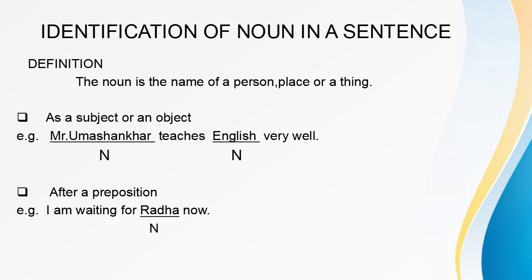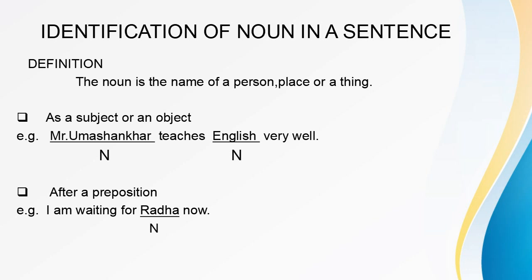And can you now tell me what is the object of the first sentence? English. Very good. So, the first subject, Mr. Umashankar, and the object, English, these both are the subject and object which are used as nouns. The noun can function as a subject or an object in a sentence.